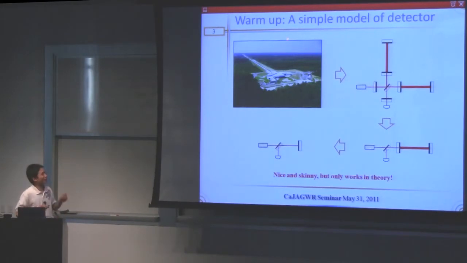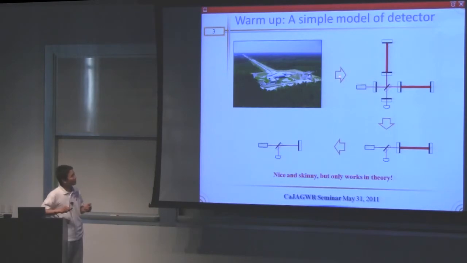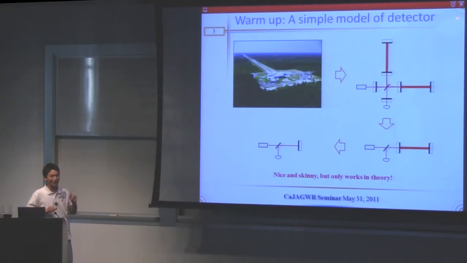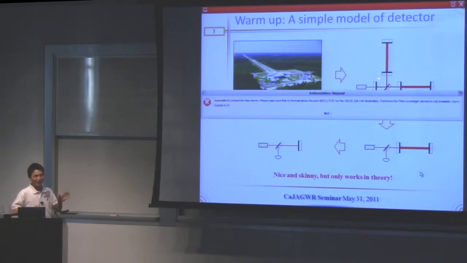Okay, to warm up, to start with, I just have a simple model for the detector. So this is LIGO, but it's too complicated for us to study. Let's first get rid of the loops, get rid of the vacuum pipes. Now we get this naked interferometer. But still, this is very complicated. Since we only focus on the differential motion of the arms, we can get rid of the other arm. Now we have only one arm.